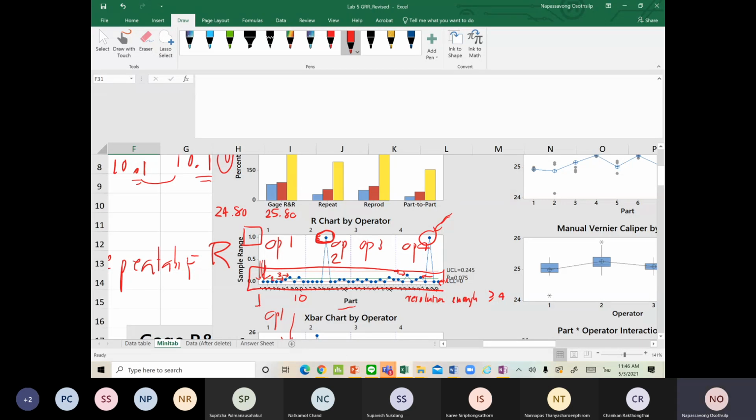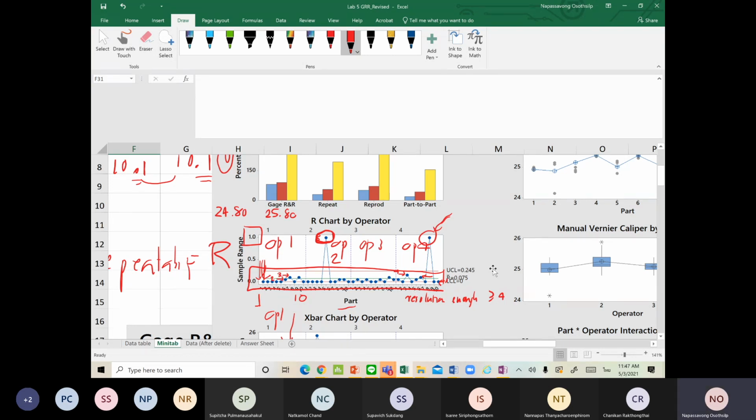Let me check. So you think it's possible that these two numbers are different by this much, whereas other data points are different by not that much?